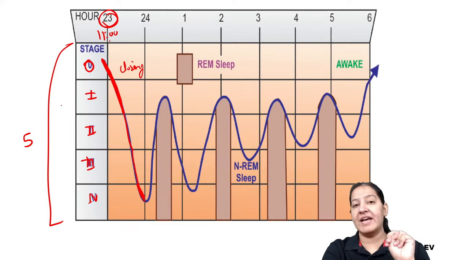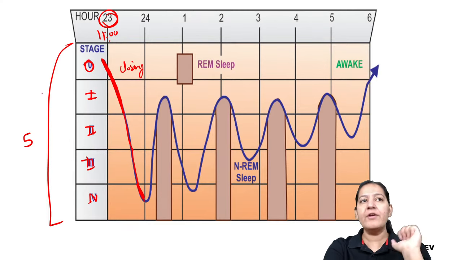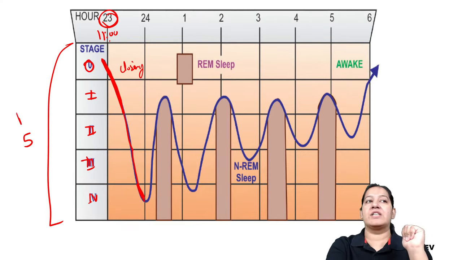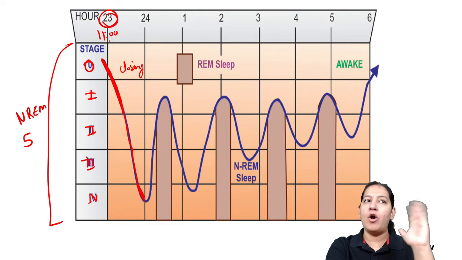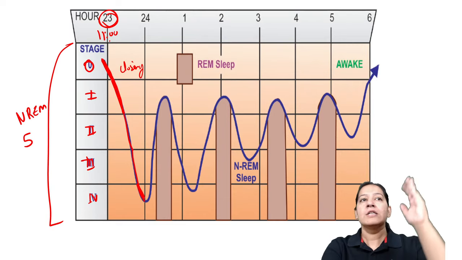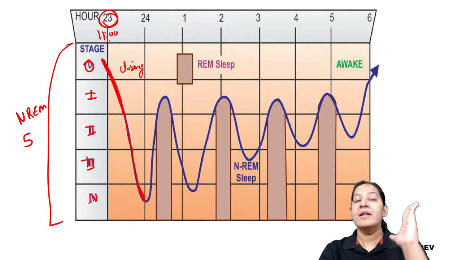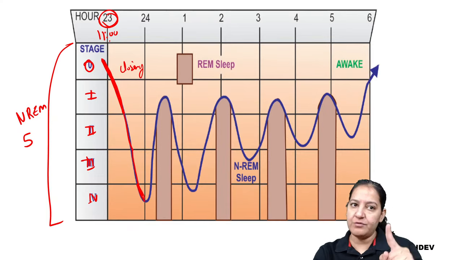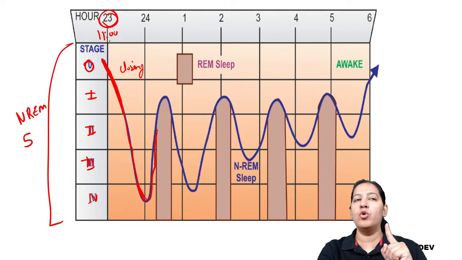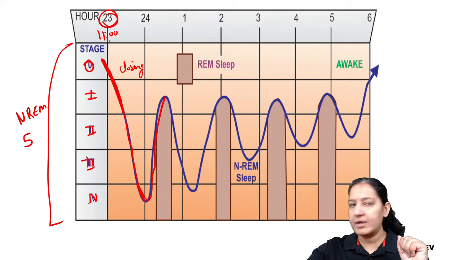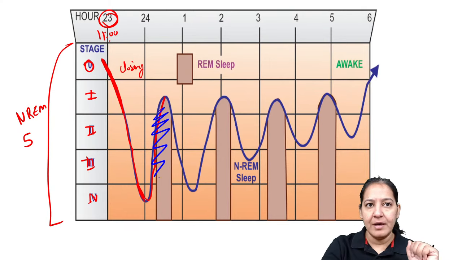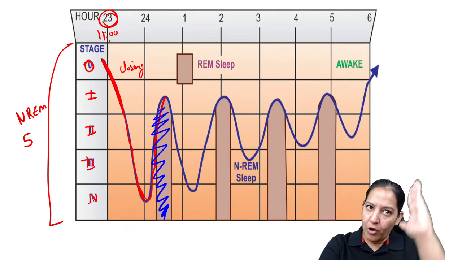There are two types of sleep, non-REM and REM. So this is your non-REM, and these are the five stages. This is the last stage of the non-REM. Then gradually you come back. From stage four, you come to three, to two, to one, right? And then, can you see this one? This is your REM sleep. Then one cycle of non-REM is completed.